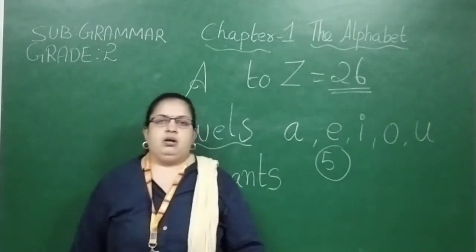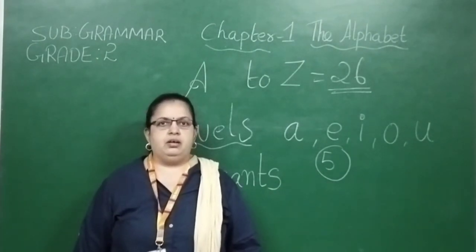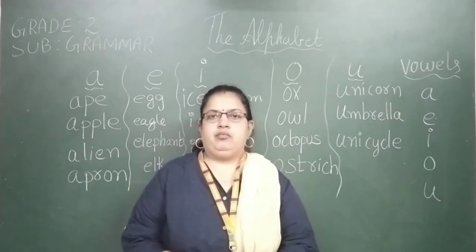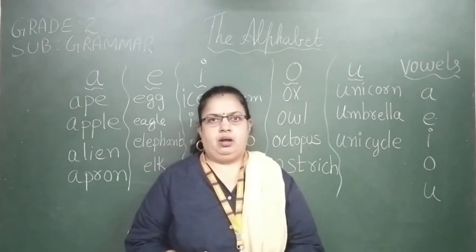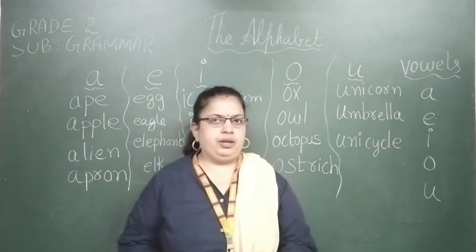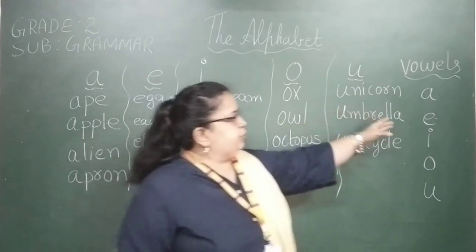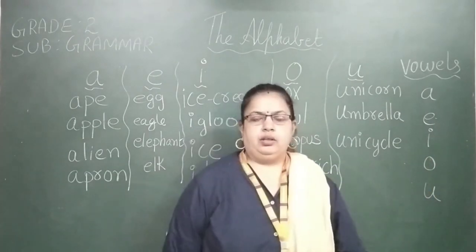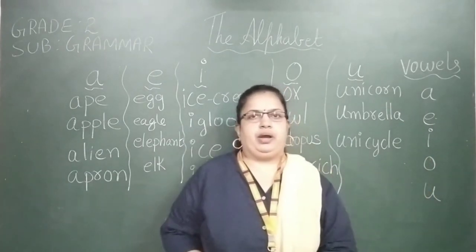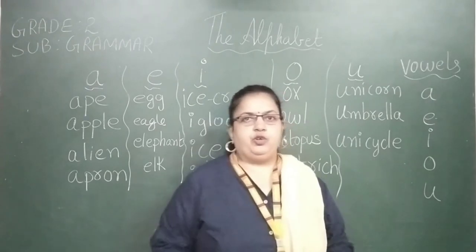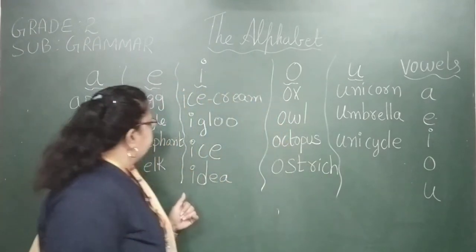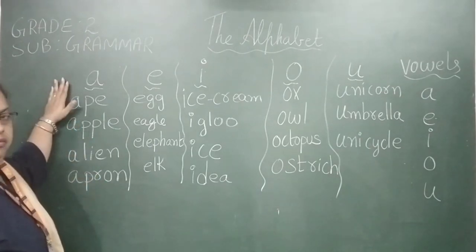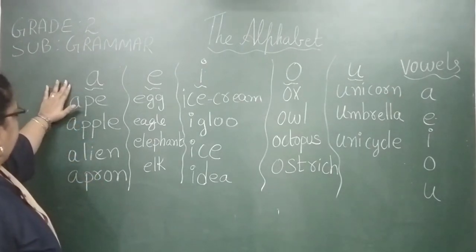So now let us learn the exercise. As I taught you about the vowels, consonants, and how many alphabets are there, okay? The vowels as I taught you are A, E, I, O, and U. There are 5 vowels, and we have to add A and N in front of these vowel words. There are many words. Here I have written few. So we shall read over it, okay? A word.